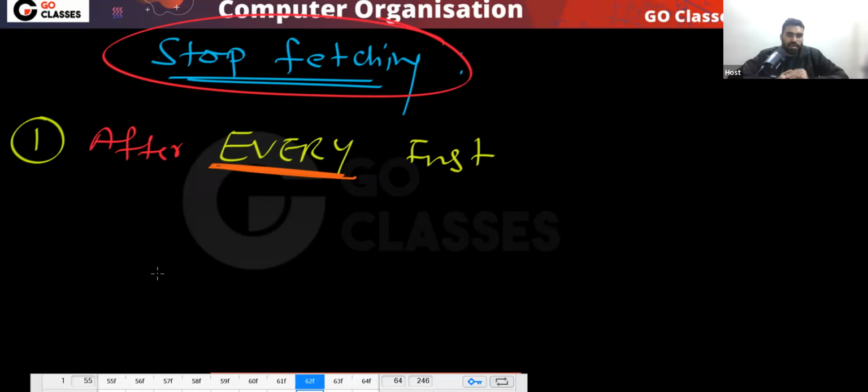Why am I stopping fetching after every instruction? Every means even if it is an addition instruction, subtraction instruction, branch instruction, non-branch instruction, whatever instruction it is, I am stopping fetching. Why? Because in the second stage, I will get to know if it is a branch or not. Yes or no? Very good. Because when I am fetching it, I don't know if it is a branch or not. In the ID stage, the second stage, I will find out.